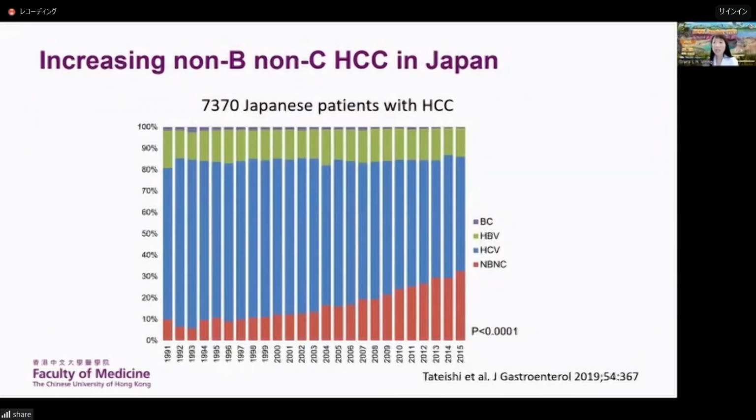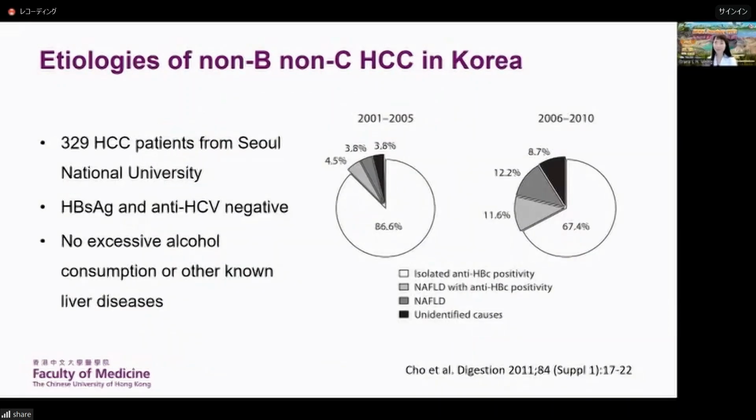This very decent, elegant study in Japan showed a large cohort of Japanese patients with HCC, more than 7,000, with very detailed trend analysis over the last 2 to 3 decades, showing that non-B, non-C HCC has been rising dramatically, with more than a 2 to 3-fold increase over the last 25 years, which signifies, in fact, a very important increasing incidence of NASH-related HCC.